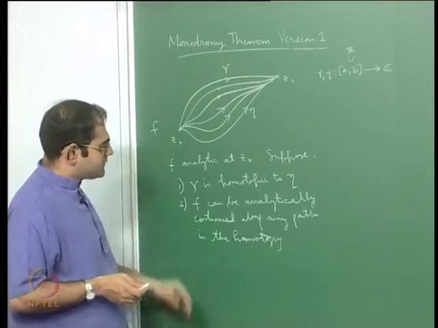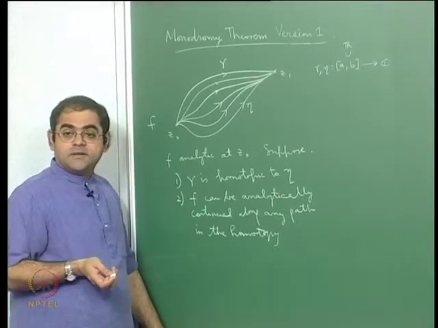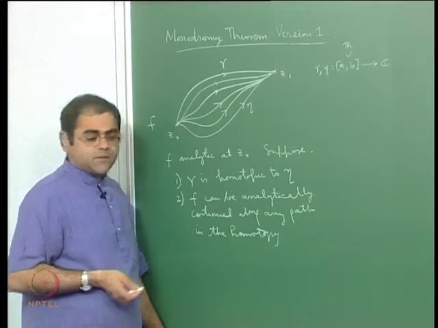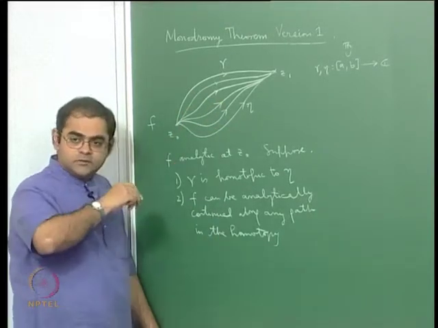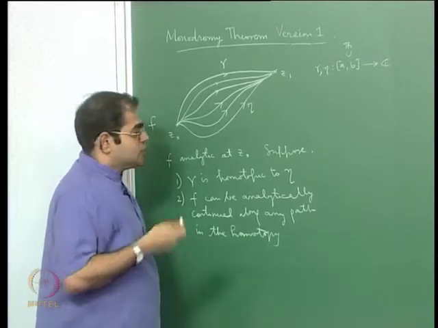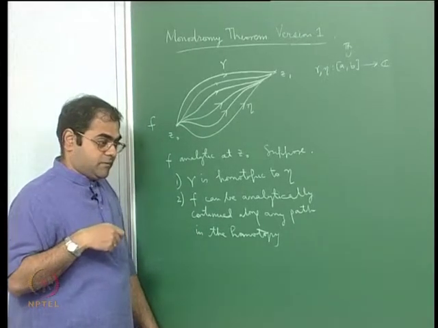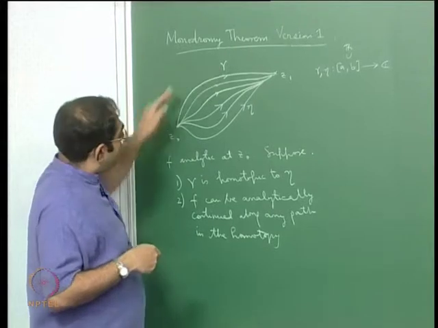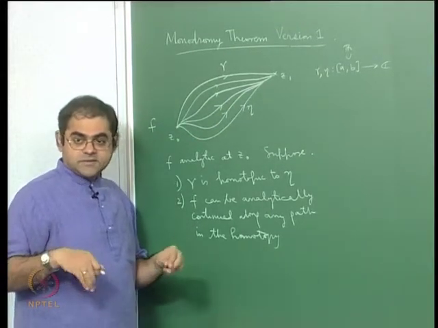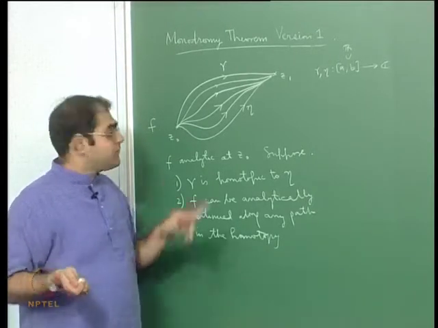So another way of saying this is, as I had said earlier, there is no obstruction to the analytic continuation of f along any intermediate path. All these intermediate paths you can analytically continue f. So you must remember that first of all what we are assuming is that along each path f can be analytically continued. In other words, it means that there exists some analytic continuation of f along each path.